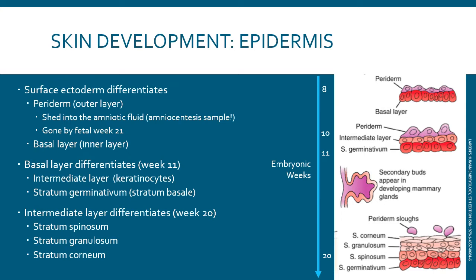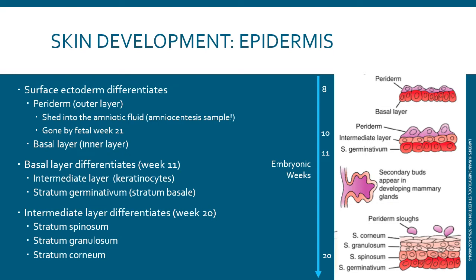But the periderm is shed into the amniotic fluid, which makes it part of the sample that you collect when you do a procedure like an amniocentesis. And so for some babies, those cells are actually of critical importance because they're part of a testing process. But ultimately, they don't make it into the final skin structure.